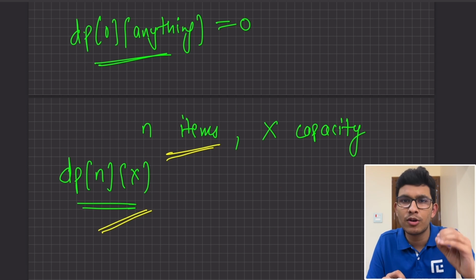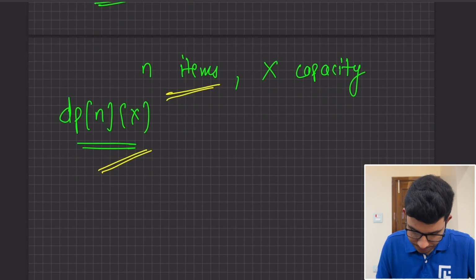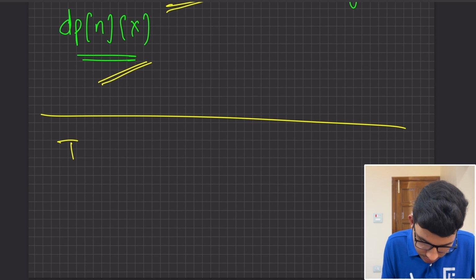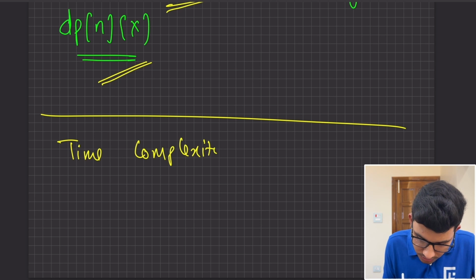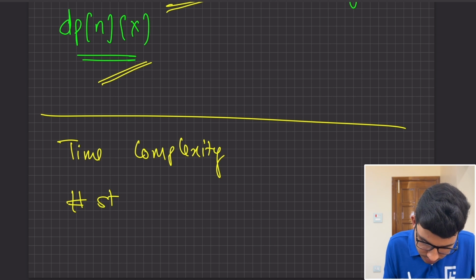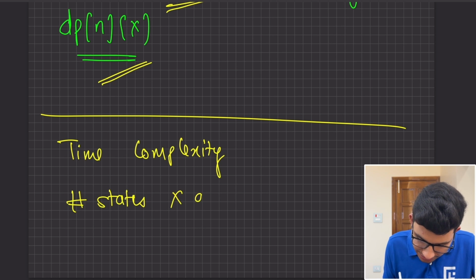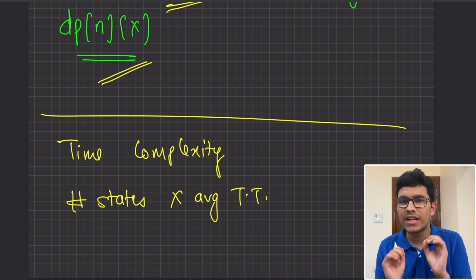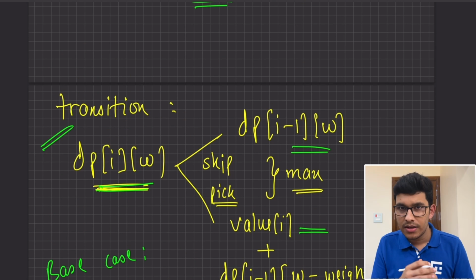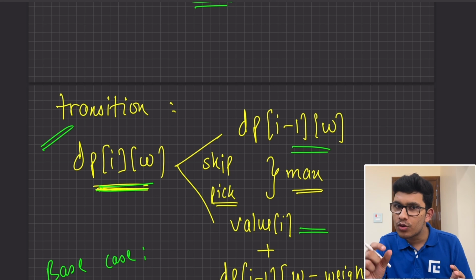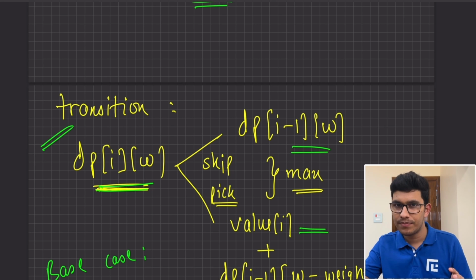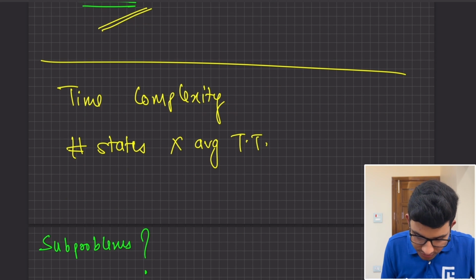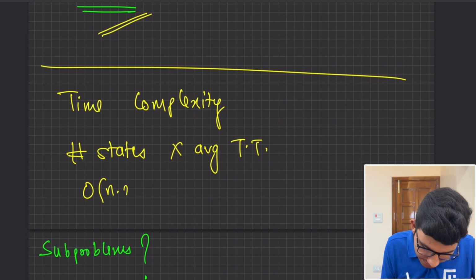What is going to be the time complexity here? Let's try to understand that. For time complexity, what is the formula that I've told you? Number of states multiplied by average transition time. Right? This is what you learned so far. What are the number of states? See, you have dp of I comma w. I can go from 0 to n and w can go from 0 to x, right? So I can say that the number of states are order of n times x.